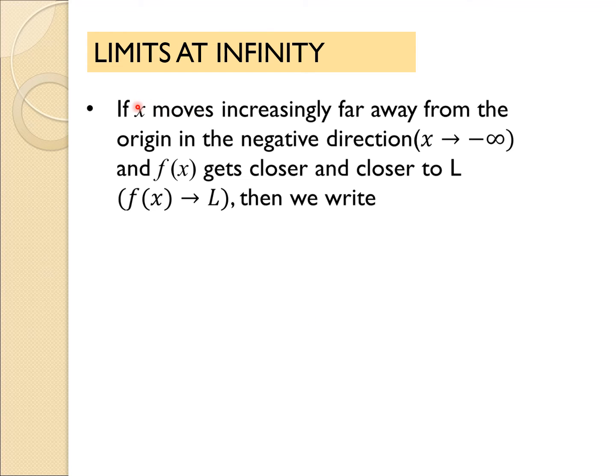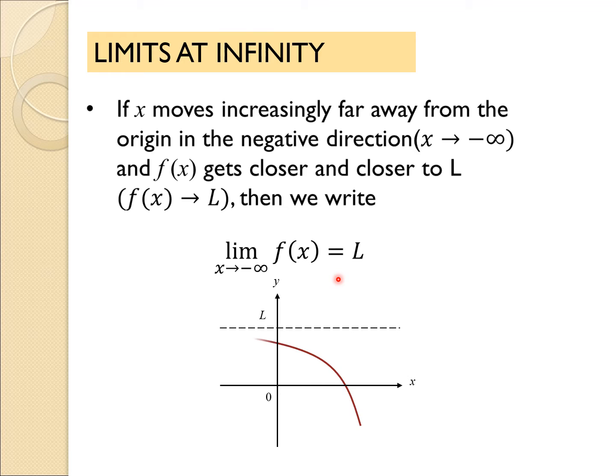Okay. Number two, if x moves increasingly far away from the origin in the negative direction, x approaches negative infinity and f(x) gets closer and closer to L, f(x) approaches L, then we write limit as x approaches negative infinity of f(x) equals L. So when x approaches negative infinity, the value y approaches L.